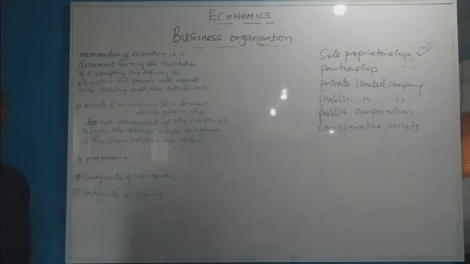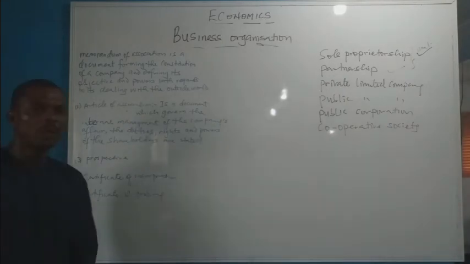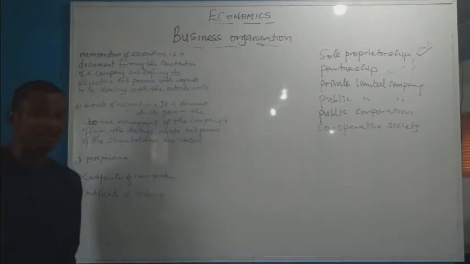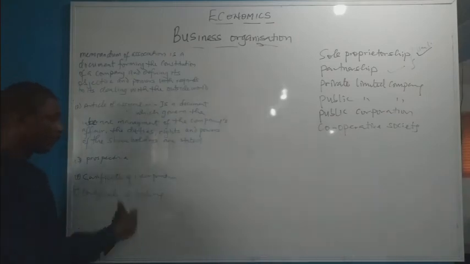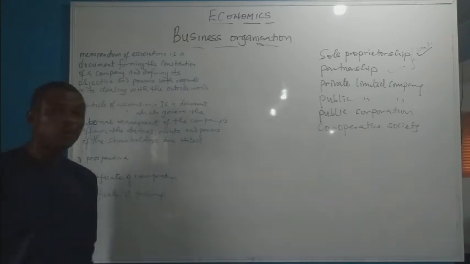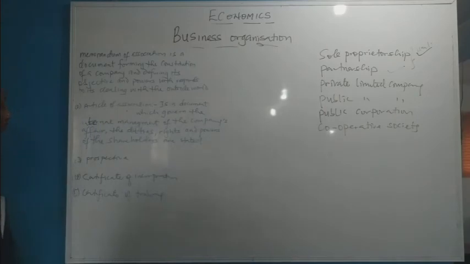Now, the certificate of incorporation confers the legal status of the company, so that it is now unique and different from the person. So if you want to sue the company, the owner of the company doesn't have a business with you. It's now a legal entity, and that is why it's given a certificate of incorporation. In this case, the private limited company can commence business after it has been issued with the certificate of incorporation. That is to say, you can start business.